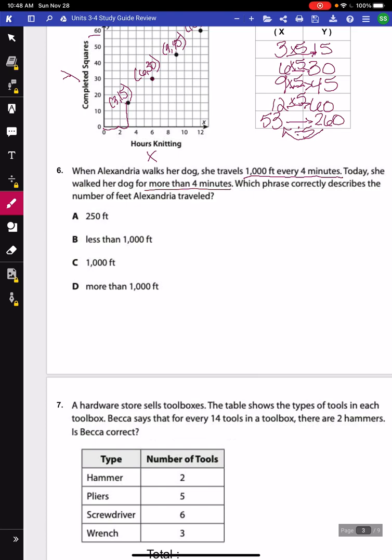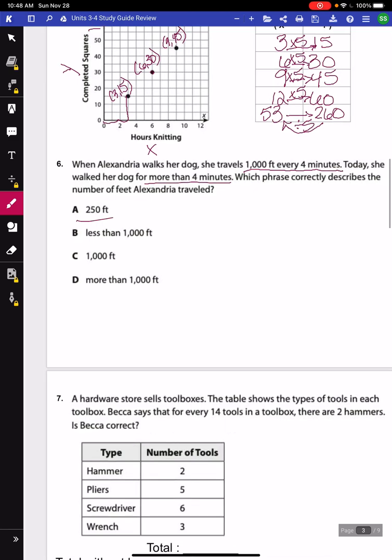So that means she's going farther than 1,000 feet. So 250 feet is less than 1,000. So if she walks 1,000 feet every 4 minutes, she's not going to walk less. So that also takes out B. 1,000 feet, well, she's going past that 1,000 feet. So it has to be more than or greater than 1,000 feet on number 6.